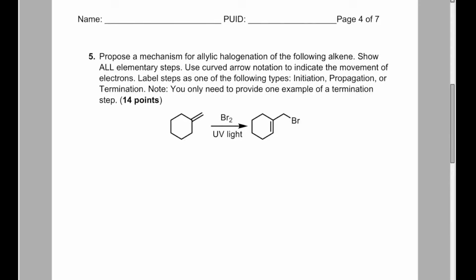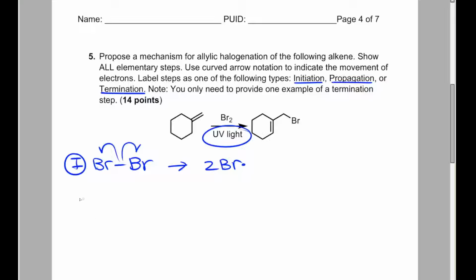So for this problem, we know that it's going to be a radical reaction because of the presence of UV light. And remember that whenever we see light or heat or peroxides, we're going to know that it's going to involve radicals. We're also asked to break this down into 3 different steps: initiation, propagation, and termination, and to label them as such. As you could probably tell from the name, initiation is the first step. And for this problem, initiation will just involve this dibromide breaking into 2 bromine radicals.